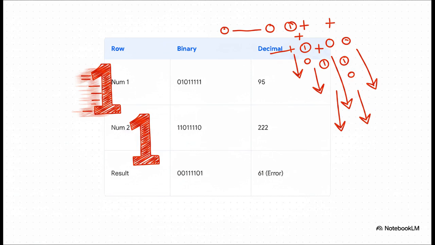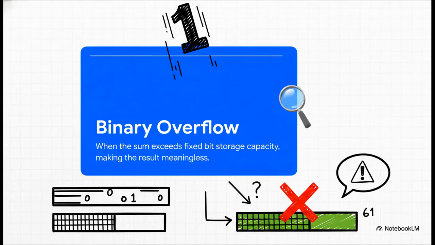But follow that chain reaction all the way to the far left edge. At the 128 column, we're adding 0, 1, and our carried 1. That drops a 0, but wait, we have to carry a 1 again. Look at that final carry falling straight off the left edge into a non-existent 256 column. We've literally run out of space. So what's happening there? That falling digit is what we call binary overflow.